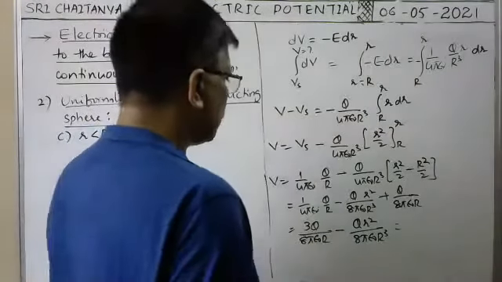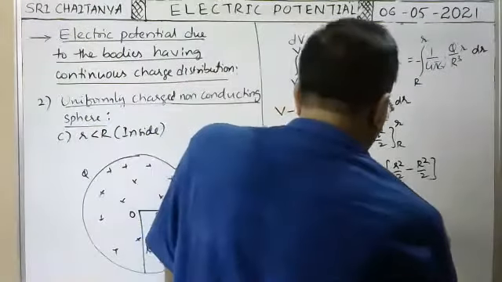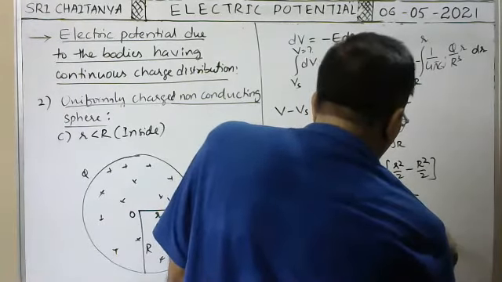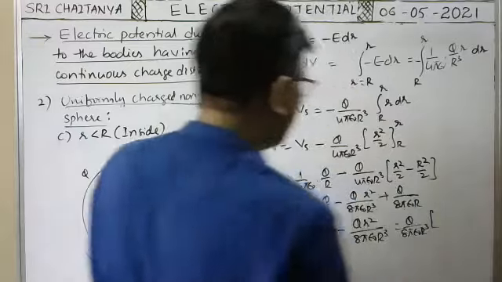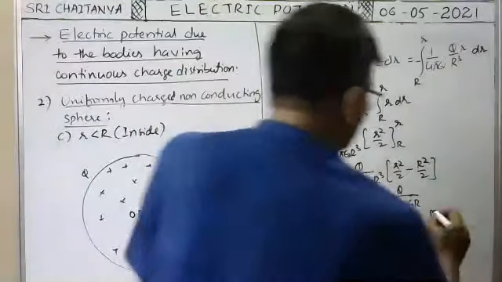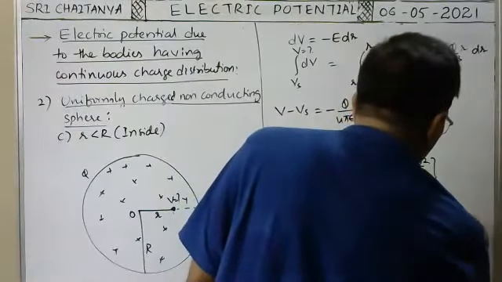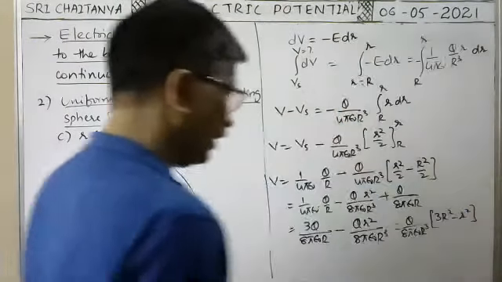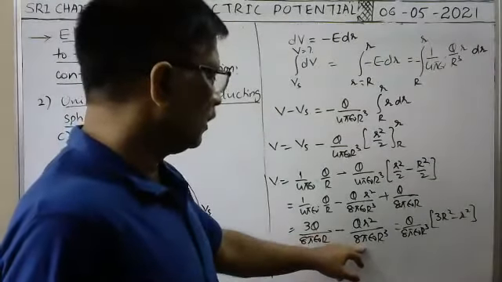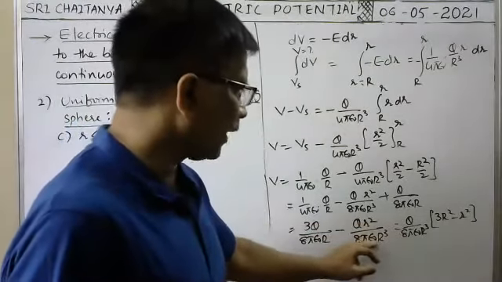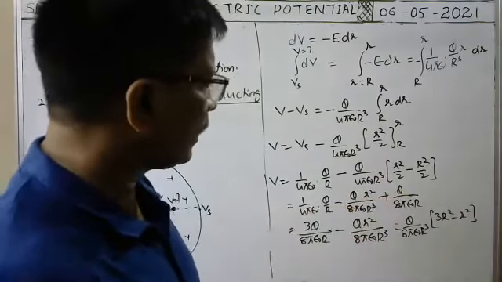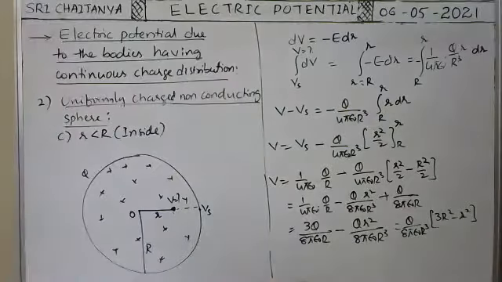In this, you take Q by 8 pi epsilon naught r cube. Come, remaining you tell me. I think you will get like this. In these two terms, when you take Q by 8 pi epsilon naught r cube common, then we will get in brackets 3 capital R square minus small r square, I think you will get.